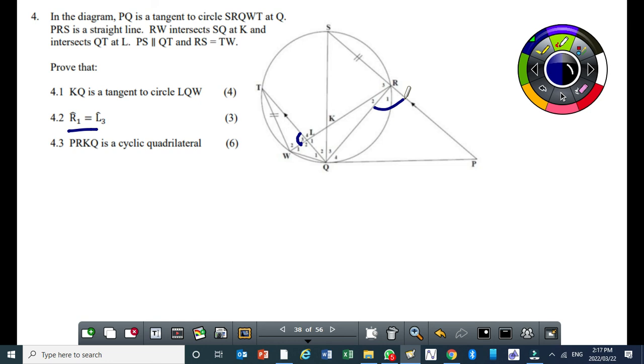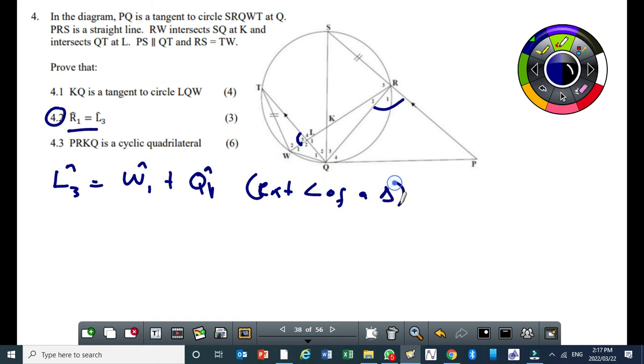Okay, I'll just show you how I'll do it. L3 is equal to W1 plus Q1. That's the exterior angle of a triangle. Are you following there? And then R1 is equal to Q2 plus Q3 because of alternate angles. So this will be equal to Q2 plus Q3.